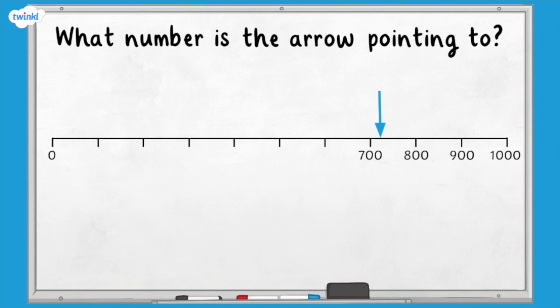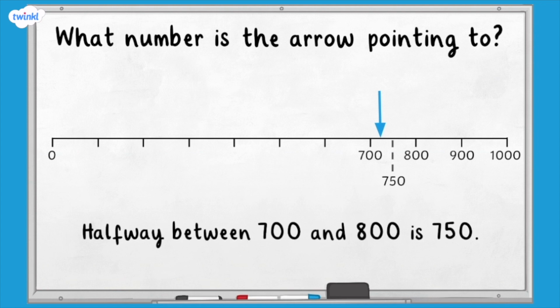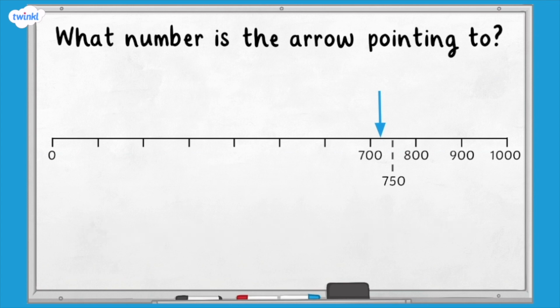Let's mark the halfway point between 700 and 800. Halfway between 700 and 800 is 750. The arrow is closer to 700 than 800, so the number is between 700 and 750.